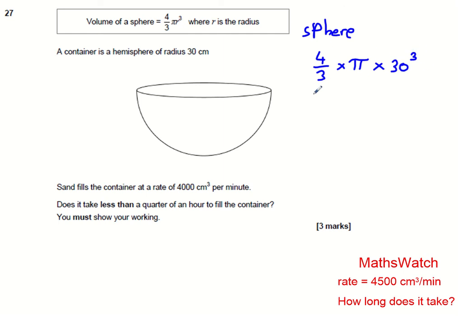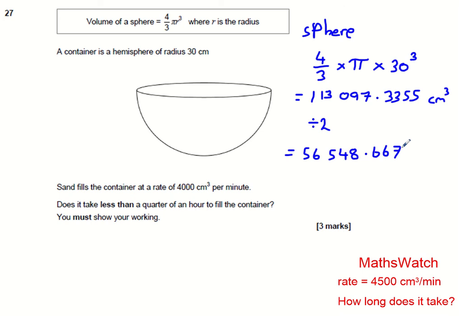So the volume of the sphere is 113,097.3355 centimeters cubed. That's the full sphere. If we want the hemisphere, we need to take this answer and divide it by 2. So the volume of the hemisphere will be 56,548.66776 centimeters cubed.